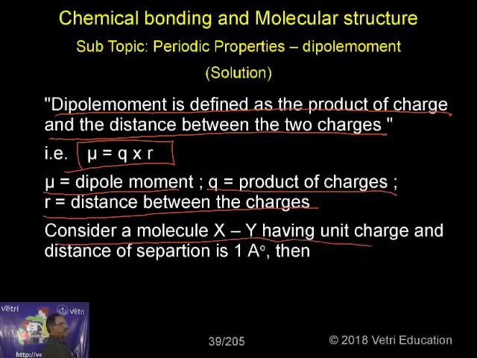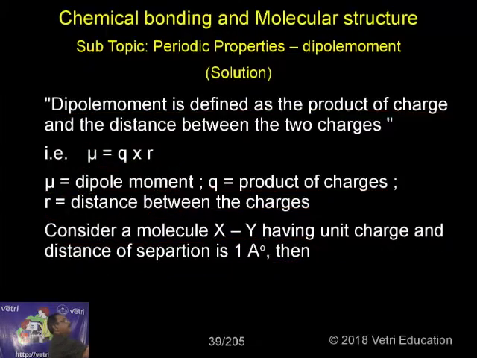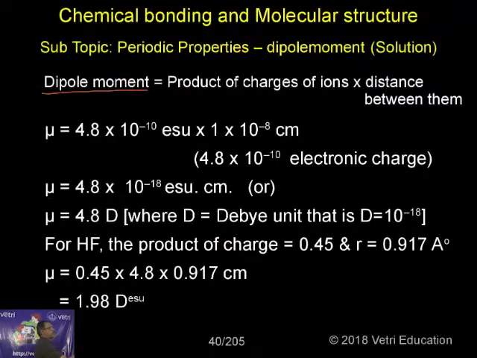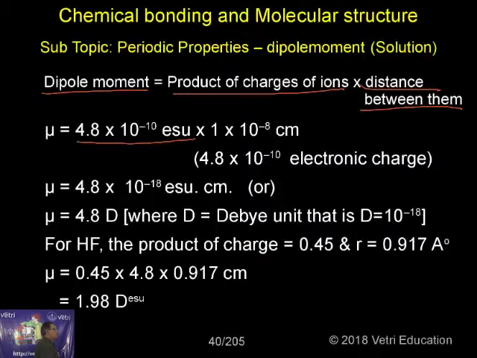Consider the molecule XY having unit charge and a distance separation of 1 Angstrom. Let me calculate now. Dipole moment is equal to the product of charges of the ions and the distance between them. Here the product of charges is 4.8 into 10 to the power minus 10 electrostatic unit, ESU, which is nothing but the electronic charge, and the corresponding distance is 1 into 10 to the power minus 8 centimeter.